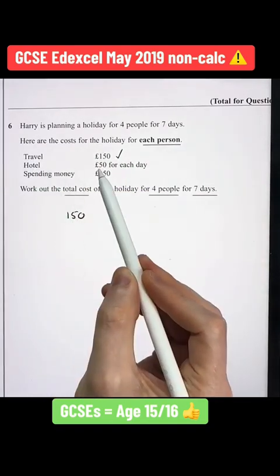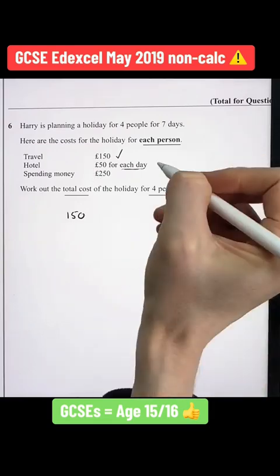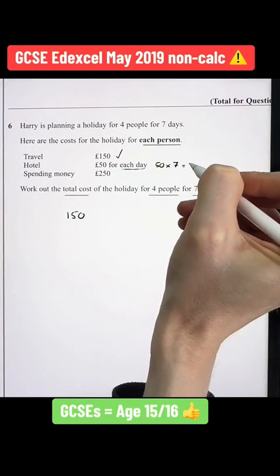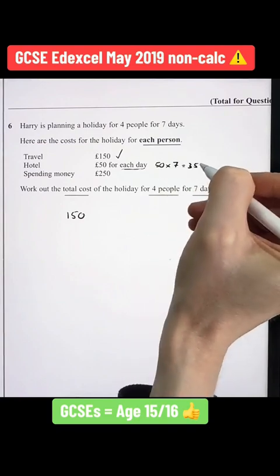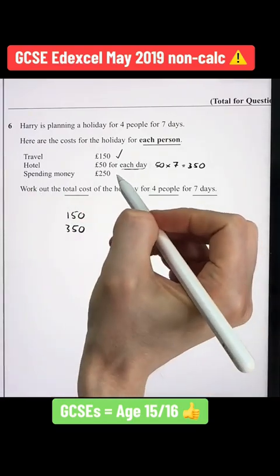I'm told the hotel is £50 for each day. As they're staying for 7 days, therefore I'm going to do 50 multiplied by 7. Well, I know 5 times 7 gives us 35. So 50 times 7 gives us 350. And also the spending money is £250.